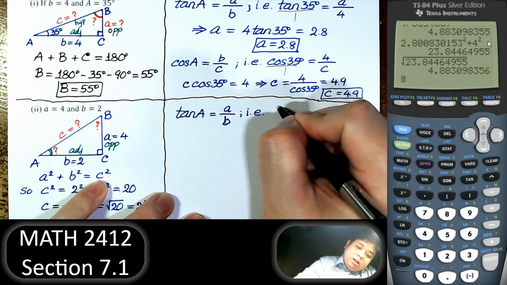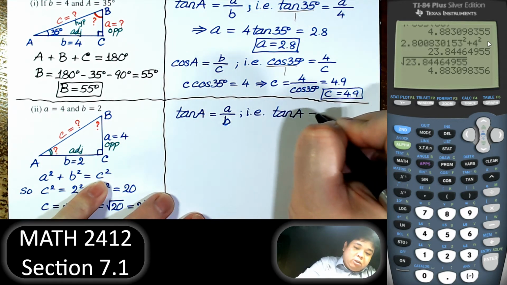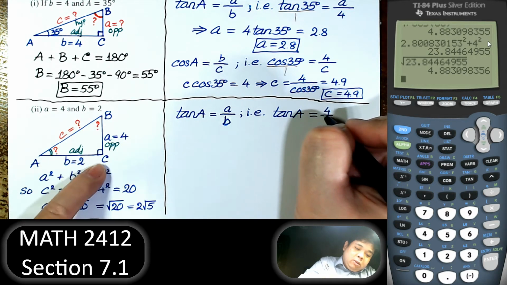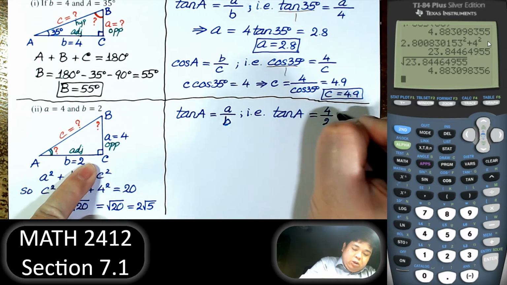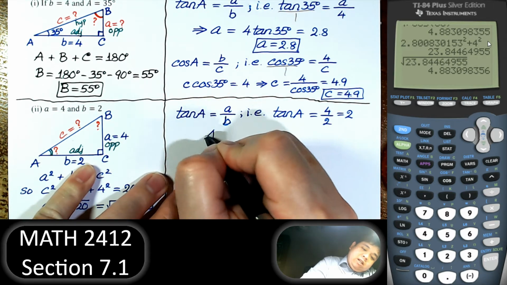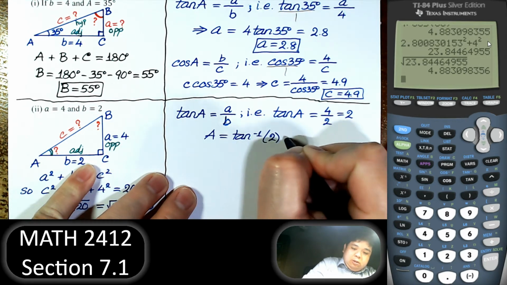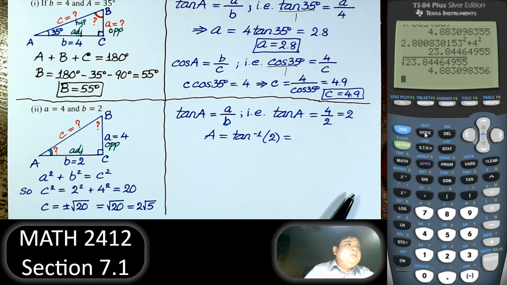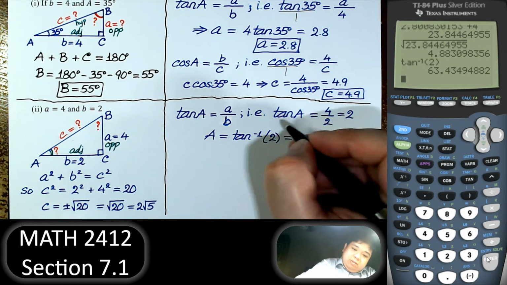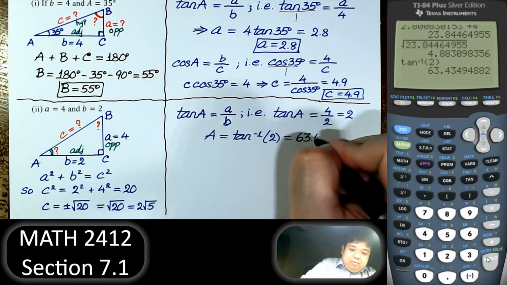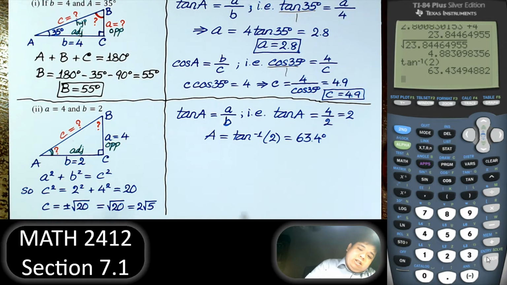So we have tangent of angle A, that we don't know the measure. a we do know is 4, and b is 2, which is 2. Of course, A will be tangent inverse of 2. Tangent inverse of 2 is 63.4. Yeah, I just use one decimal place. 63.4 degrees.